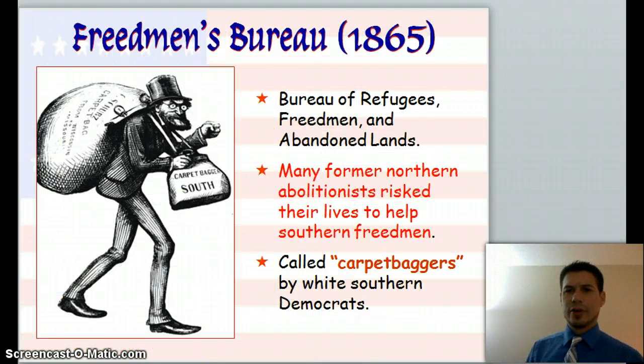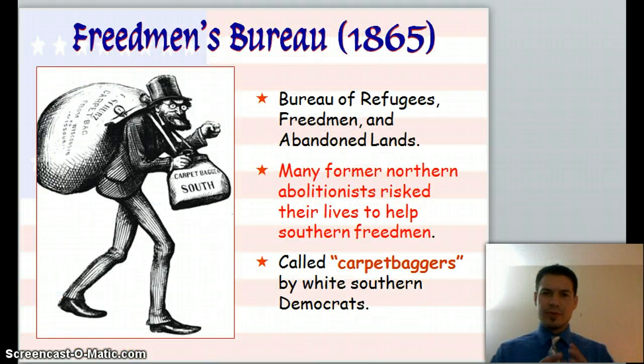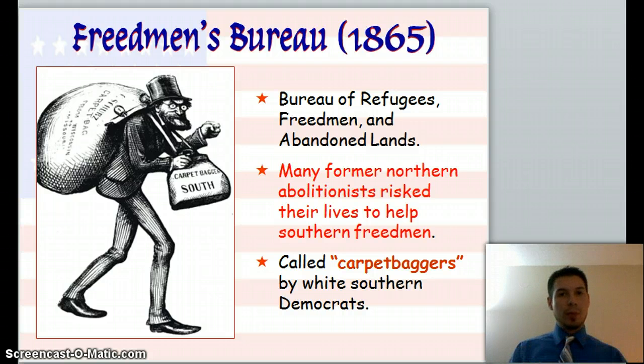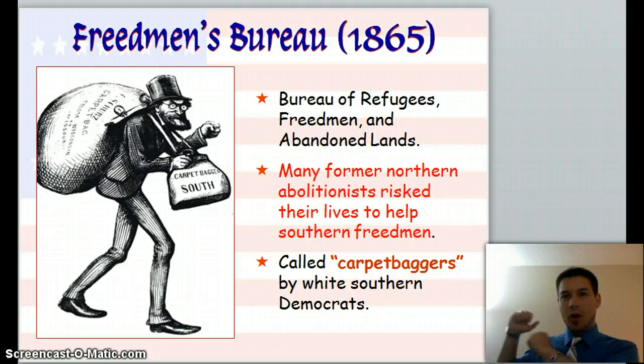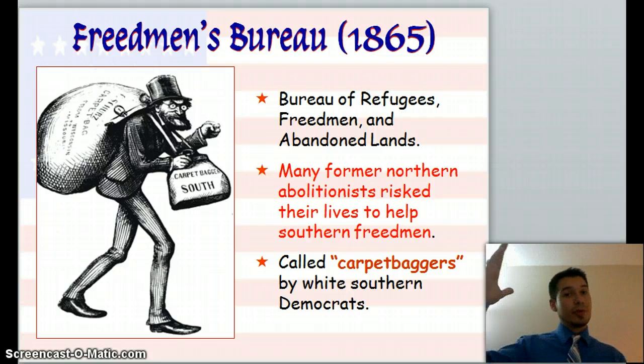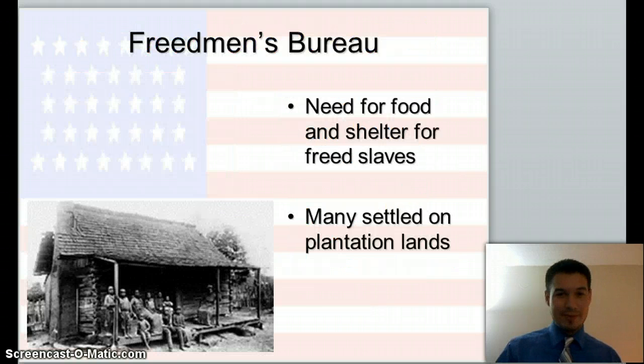Now, the Freedmen's Bureau comes about, and the Freedmen's Bureau is very, very interesting because you're going to have many former Northern abolitionists risk their lives to come down to the South and help out these newly freed men, these new free African Americans. They're going to be called carpetbaggers because they're literally going to have these gigantic sacks over their shoulder as they're coming down from the north to the south holding all of their stuff. So that was a nickname that the Southerners gave them. The Southerners did not at all like the carpetbaggers.